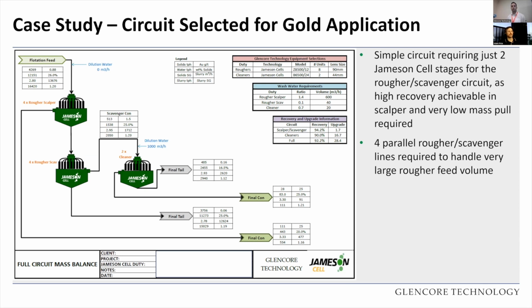So we were looking at B8512 cells here, our biggest cells in the rougher scavenger duty. And because of the extremely high throughput, we're looking at nearly 4,300 tonnes per hour of feed, which equated to 13,680 metres cubed per hour of flotation feed that we needed for 4 trains of rougher scavenger cells.